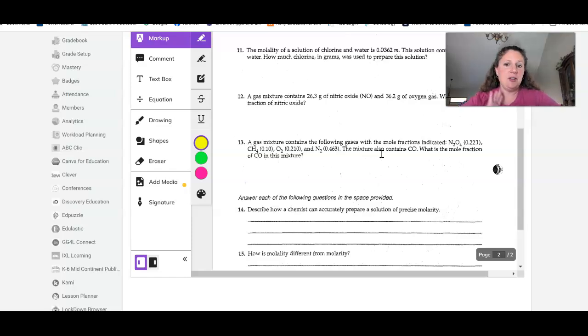So this is just an idea of what I thought I could use in CAMI. We have several activities that I think I could do in CAMI very similarly, like with the definitions. The markup feature is really nice. I like the text box. I've also used the voice comment before. So if students are having any difficulties with any of these calculations, they could leave me a little voice comment about what their difficulties are.